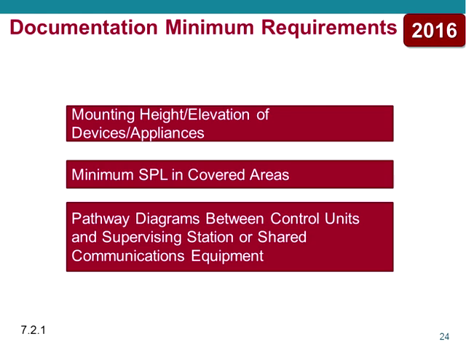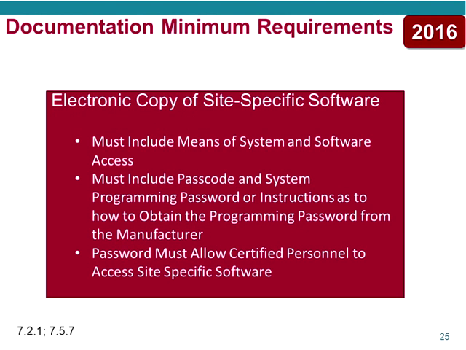And then some of the other requirements that were added include the mounting height or elevation of devices and appliances, minimum sound pressure level in areas that are being provided with signaling. And that's going to be found, by the way, in Chapter 18 of the code. Pathway diagrams between control units, supervising station, or shared communications equipment. So we need to show these risers and pathways; we need the details on the drawing in order to properly design and install a system.